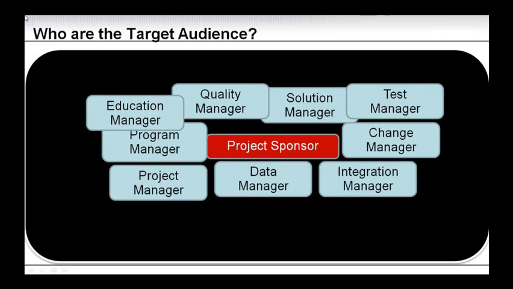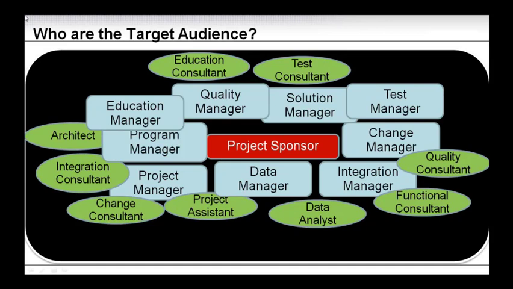To help actually deliver the project, there is a number of key roles: quality manager, solution manager, test manager, change manager, data manager, and of course the project manager. And if it's a large project or program, there might even be a program manager. So these are all leadership roles that are reporting either through the project program manager to the project sponsor, or in some cases directly.